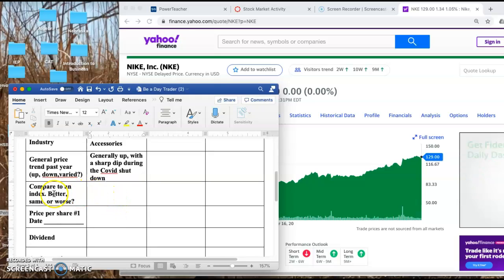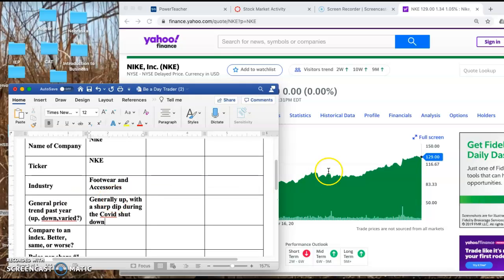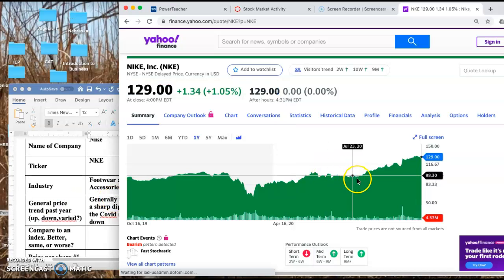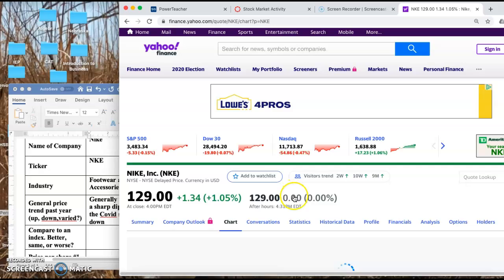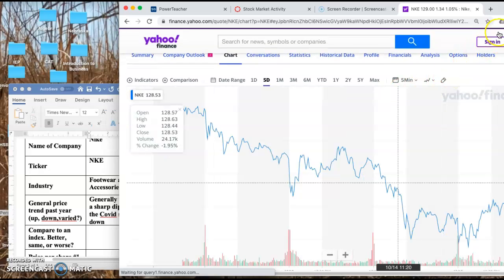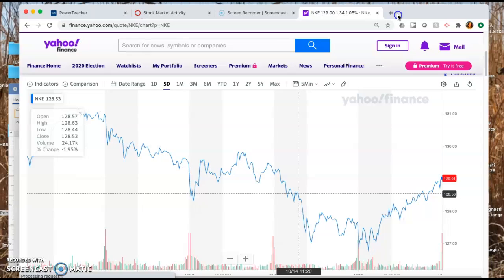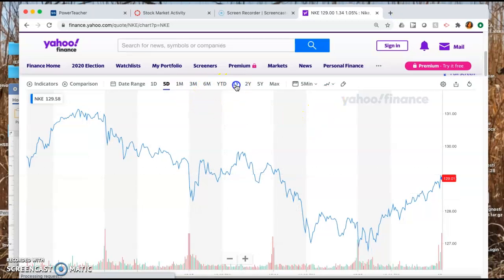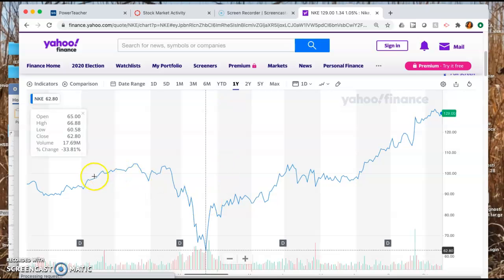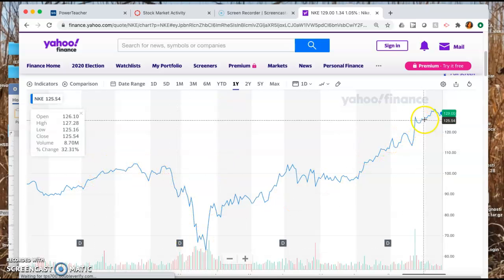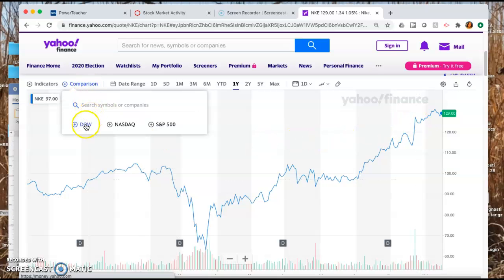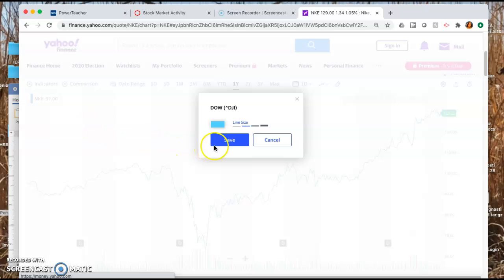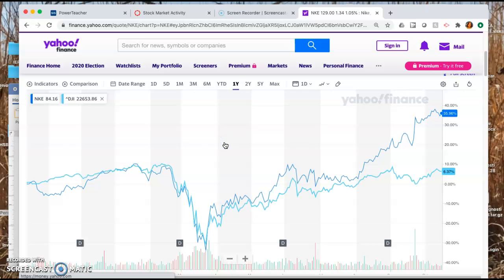Oh, there was another one. Compared to the index, is this better, the same, or worse? So another thing you can do, if I go to chart, I forgot to show you this, I can compare, and I'm going to go back to the 1 year. I can compare, well, how does that compare to the rest of the stock market? So I'm going to do a comparison to the Dow Jones. Now, the Dow Jones is essentially like an average of the stock market.